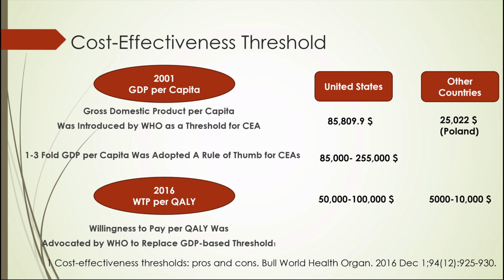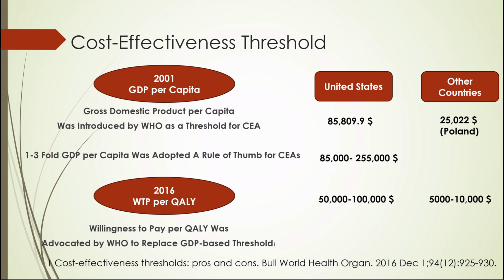It is obvious that this threshold has a direct relationship with the economic prosperity of countries. For instance, the United States, with a GDP per capita of 85,000, can have access to a wide variety of interventions and high-tech medications, while other countries do not have access because the cost effectiveness threshold is lower in them.